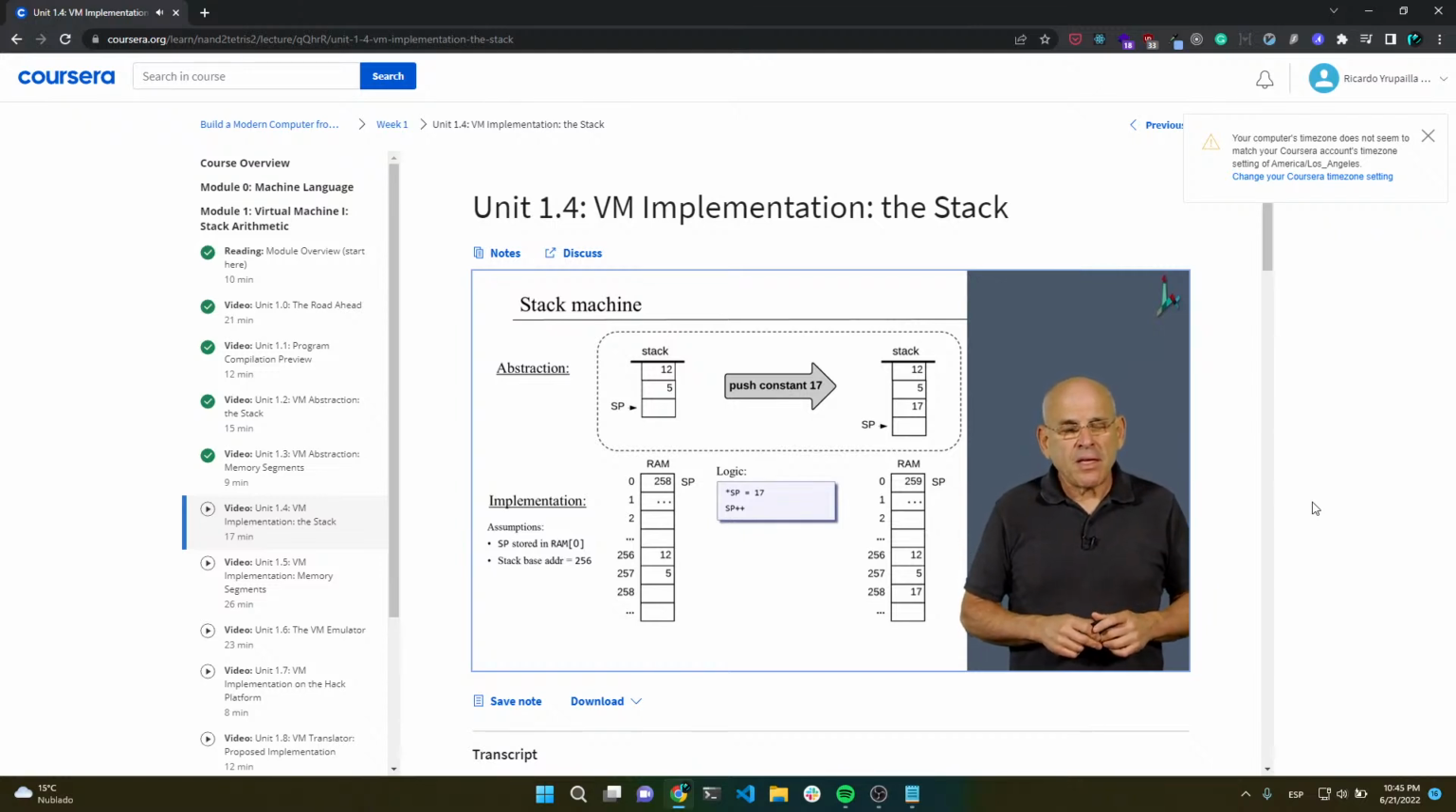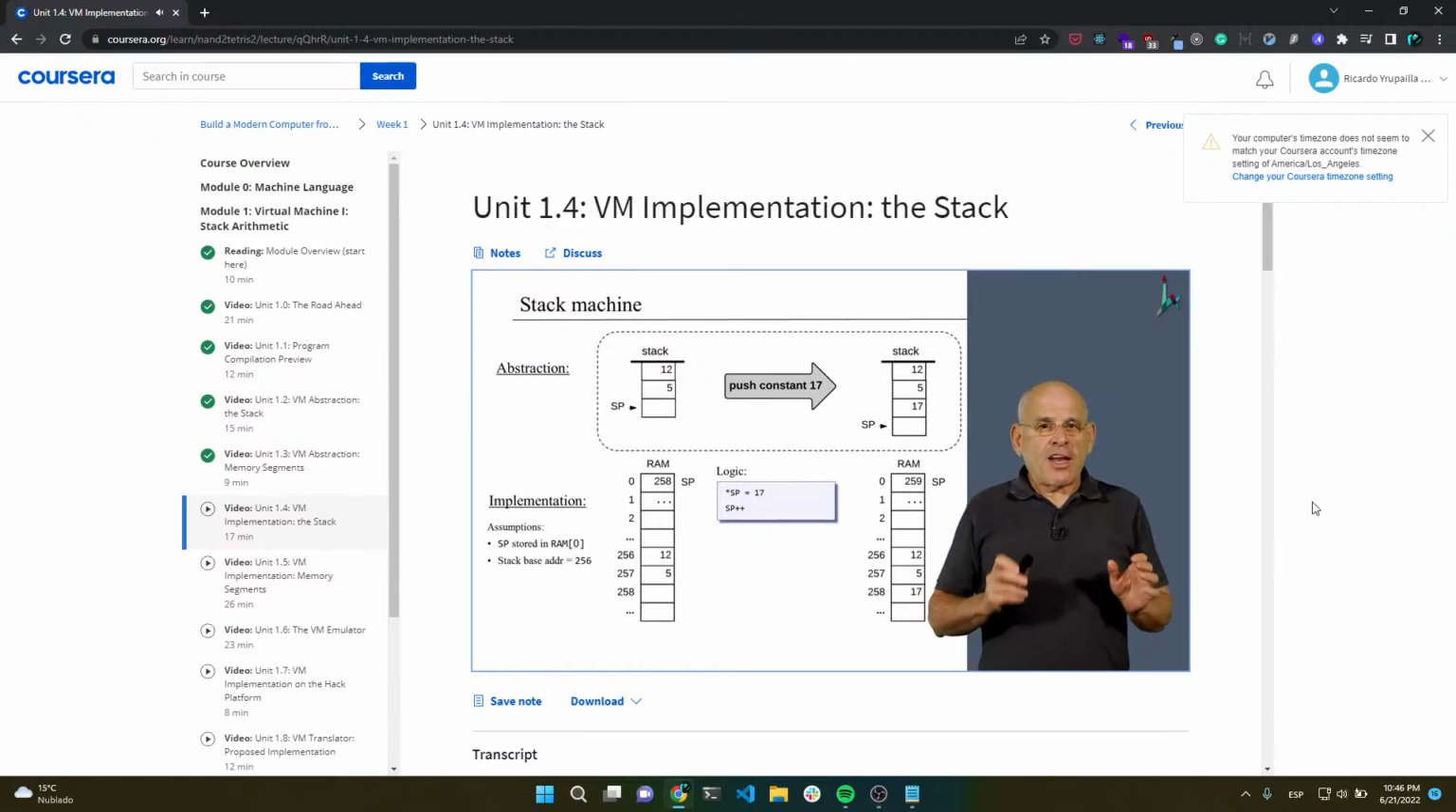At SP equals 17, and the meaning of this is, go to the address that SP points at and put there the number 17, and then increment the address that SP points at so that the stack pointer will move one position forward, because we want it to always point to the next available location in the stack.